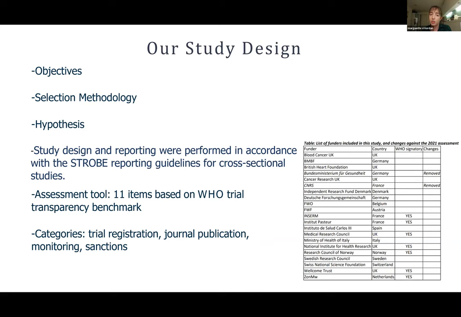So if you're of interest, be looking out for that, as it should be published in a number of weeks, if it hasn't already been. And to complete coverage of major North American funders, we then added the Canadian Institutes of Health Research. So I'll just move on to the next slide.